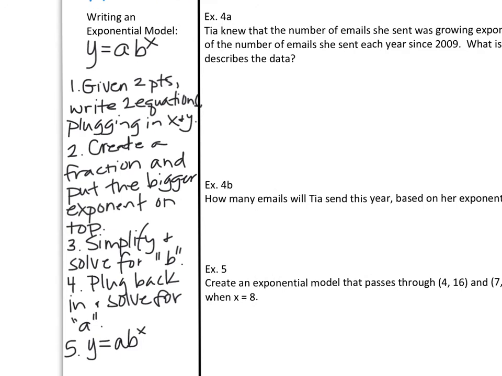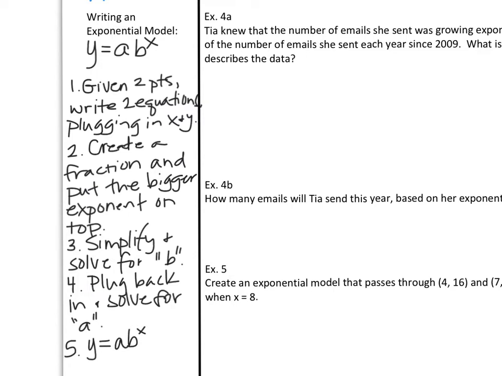Go ahead and pause the video, write these steps out, and then press play, and I'll explain what each of these steps mean. In a given word problem, they'll ask you to write an exponential model that describes the data. You should be given 2 points within that word problem. Given those 2 points, write an equation plugging in your values for x and y. Both of the equations would have just letters a and b in them when you're done.